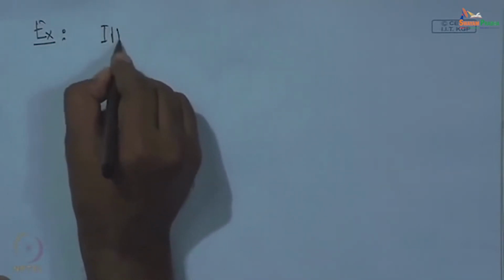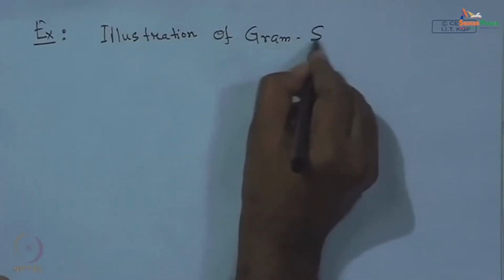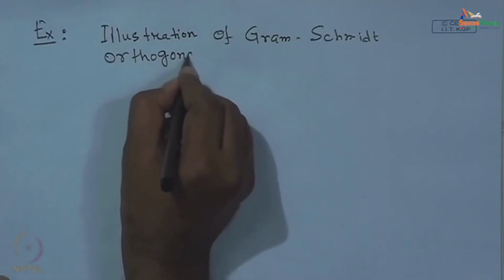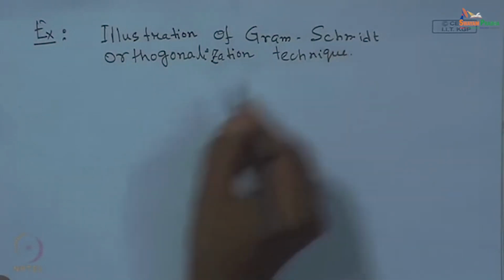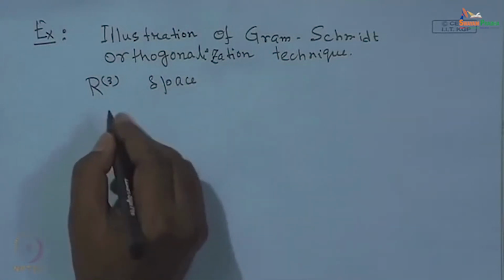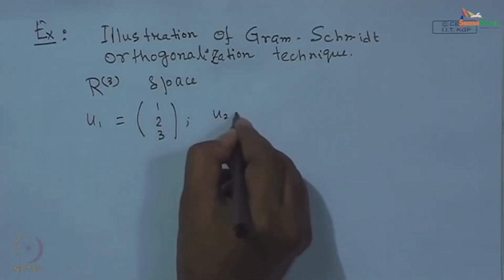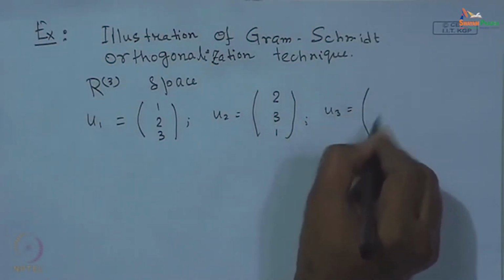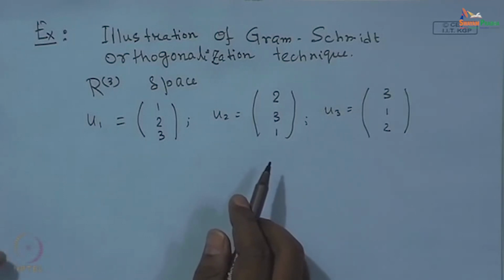So, this is nothing but an illustration of the Gram-Schmidt orthogonalization technique. We consider 3-dimensional real space and we consider 3 vectors: u1 as 1, 2, 3, u2 as 2, 3, 1, u3 as 3, 1, 2, and we check whether these three vectors constitute an independent set of vectors or not.